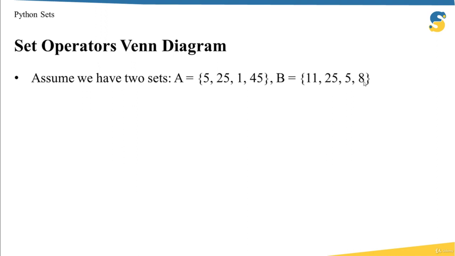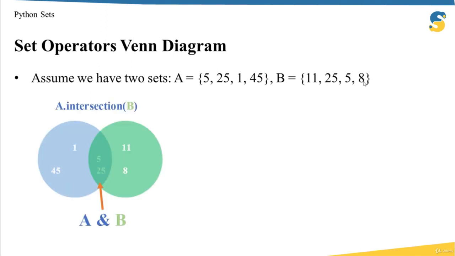The first operator that I want to talk about is intersection. Intersection is an operator that helps me to find the common items between two sets. In this case, we note that between the set A and set B, we have 5 and 25 as common items. So if you want to find these two items, you have to use the intersection operator. And in this case, you can use either intersection as a function, or you can use & as an operator.